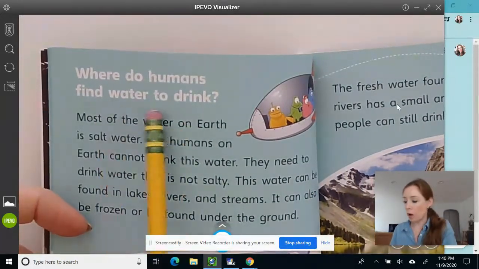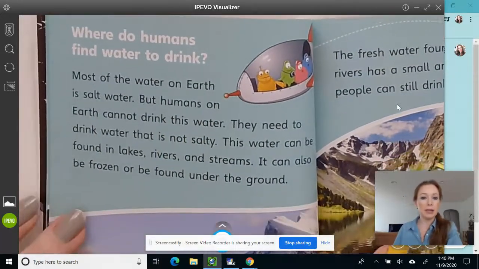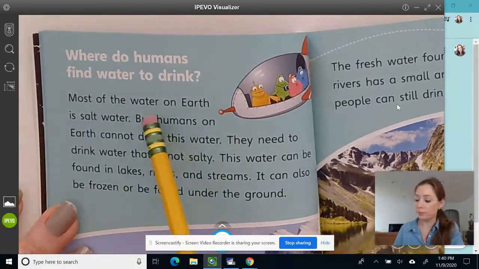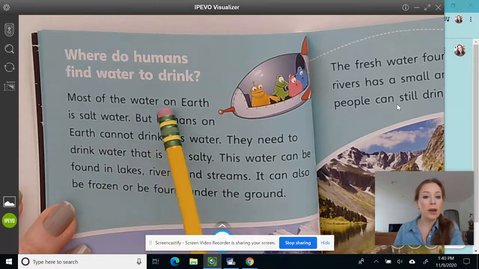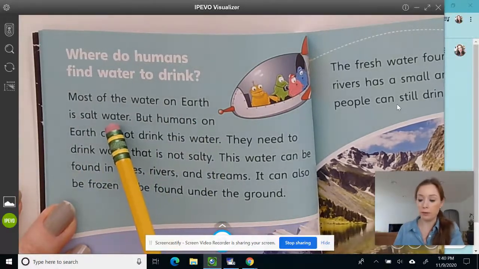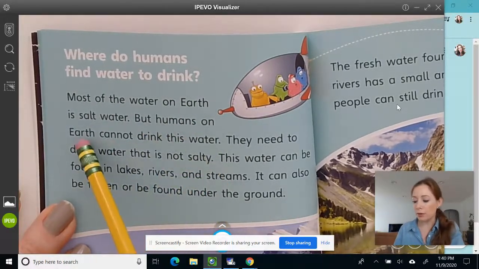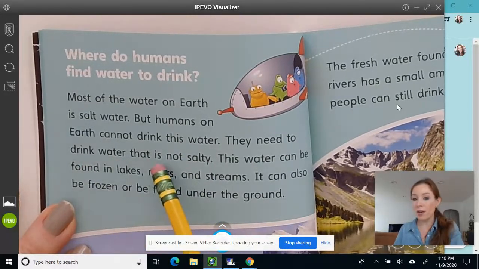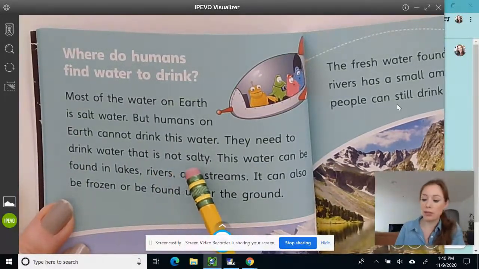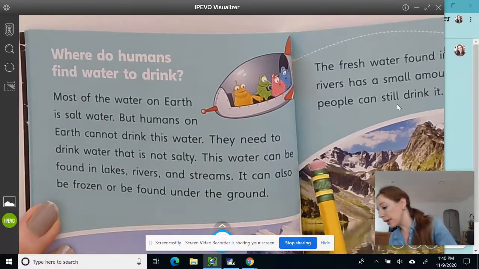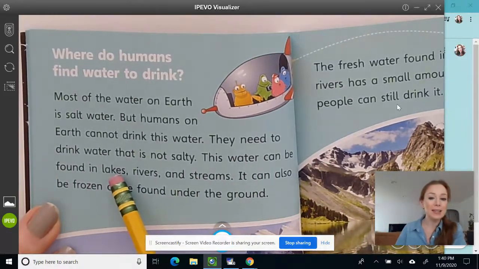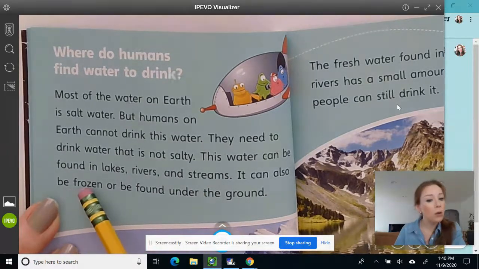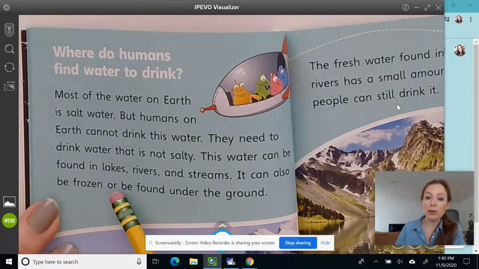Where do humans find water to drink? Let's see. We can't drink salt water. Where do we get our water from? Most of the water on Earth is salt water, but humans on Earth cannot drink this water. They need to drink water that is not salty. This water can be found in lakes, rivers, and streams. It can also be frozen or found underground.